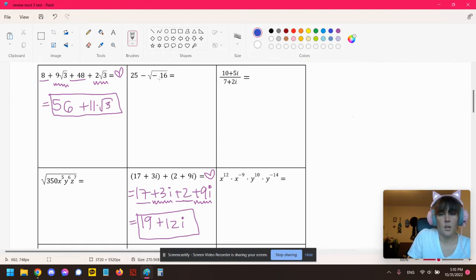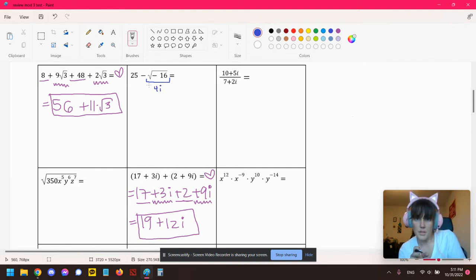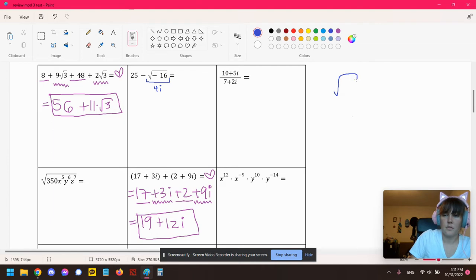Next one. 25 minus the square root of a negative 16. If this were positive 16, we would just say it's 25 minus 4, 21. Boom, done. Right? But the square root of negative 16 is not 4, it is 4i. The 4 comes from the square root of 16, and then the square root of negative 1, or the square root of the negative sign, is the i. So anytime you have a perfect square, but it's negative, you do the same number, but you write an i.